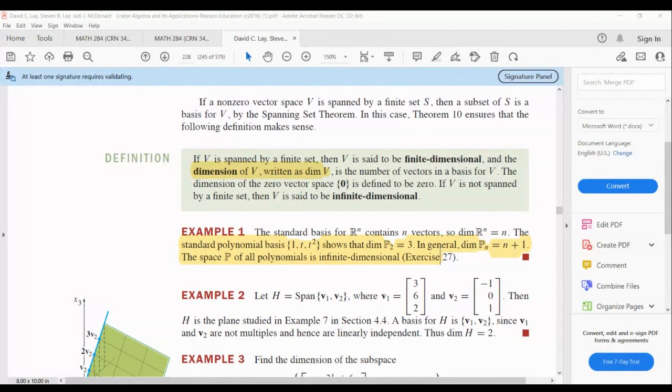The standard polynomial basis shows that the dimension of P sub 2, which is the set of quadratic polynomials, equals 3. Because any quadratic polynomial, any polynomial of degree 2, can be written as a linear combination of 1, t, and t squared. Are there any questions on example 1? Okay, let's keep rolling.